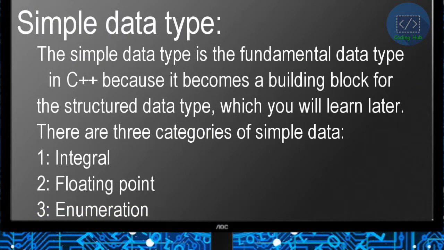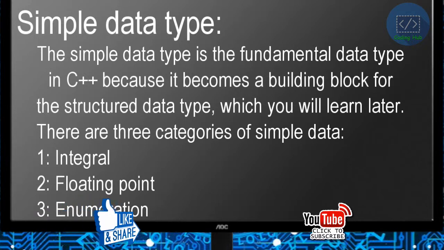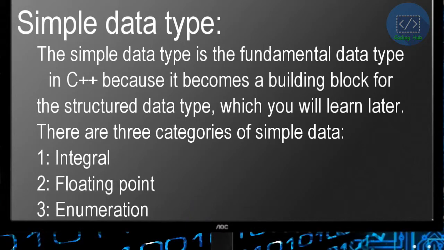Simple data type. The simple data type is the fundamental data type in C++ because it becomes a building block for the structured data type, which you will learn later. There are three categories of simple data. 1. Integral. 2. Floating point. 3. Enumeration.